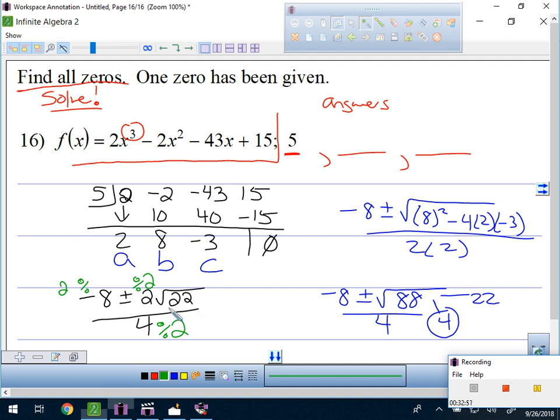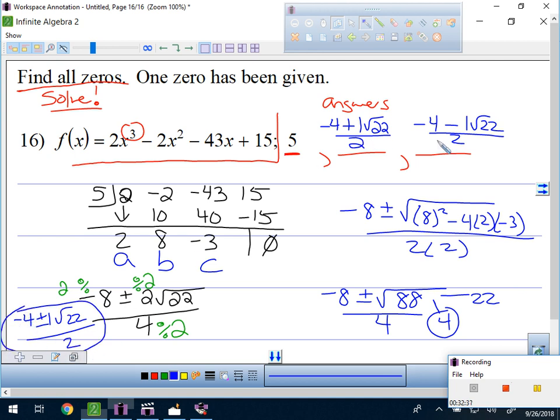I can't touch what's inside that radical. What's inside the radical gets left alone. But here's my final answer. I'd have negative 4 plus 1 root 22 over 2, and I'd have negative 4 minus 1 root 22 over 2. And you're thinking, where'd you get that from? Right here. Negative 8 divided by 2 is negative 4, plus or minus 2 divided by 2 is 1, radical 22, over 4 divided by 2 is 2. And all I did was just split them up so you could see them individually.